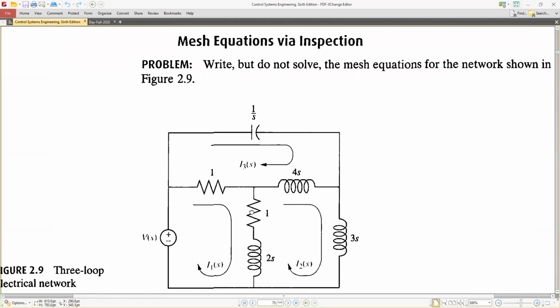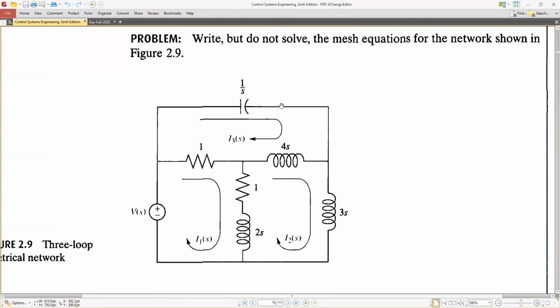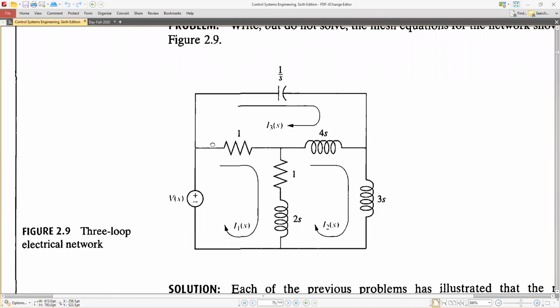This is the mesh equations by inspection. Example 2.13. Write but do not solve the mesh equations for the network shown in figure 2.9. So you do not need to solve, you can just write the equations. See this, it is already given. You do not need to solve this kind of problem, but you can write the equations here.